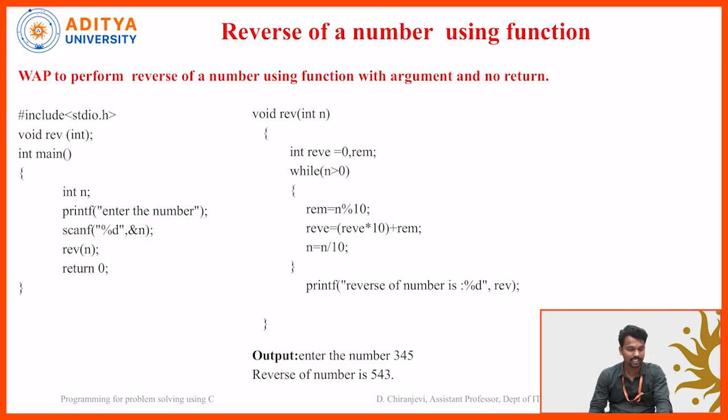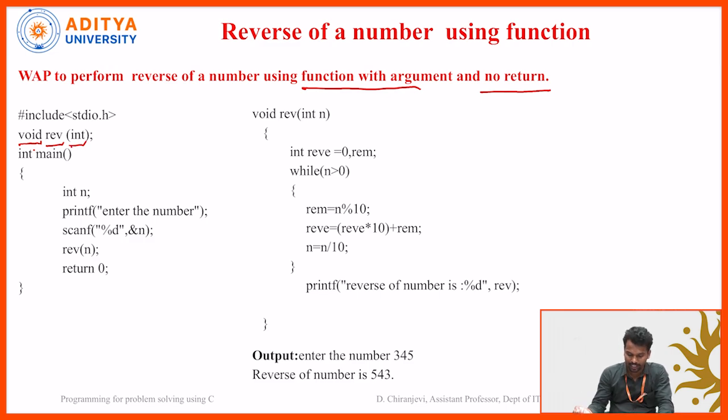Now let's understand this. This problem can be done in 4 ways. All 4 user defined categories you can use, but here I have solved this by using function with argument and no return type. No return type means void. Here the return type is void, and function with argument. The function name is reverse, and I passed an argument, that is int.